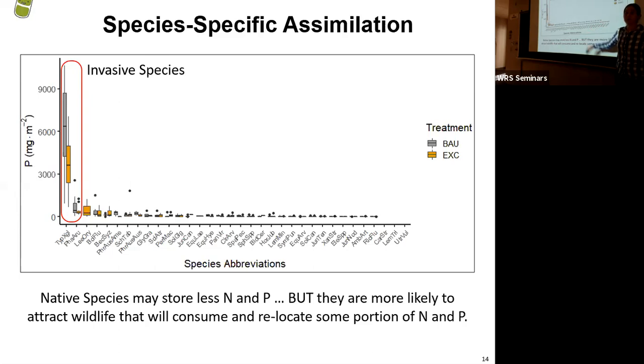Phragmites is one of the emerging invasives. But it's just giant frag? No. Okay. It's a good guess though.